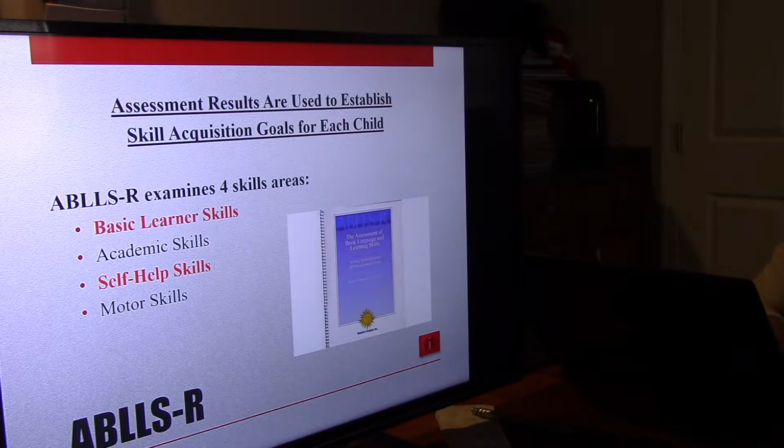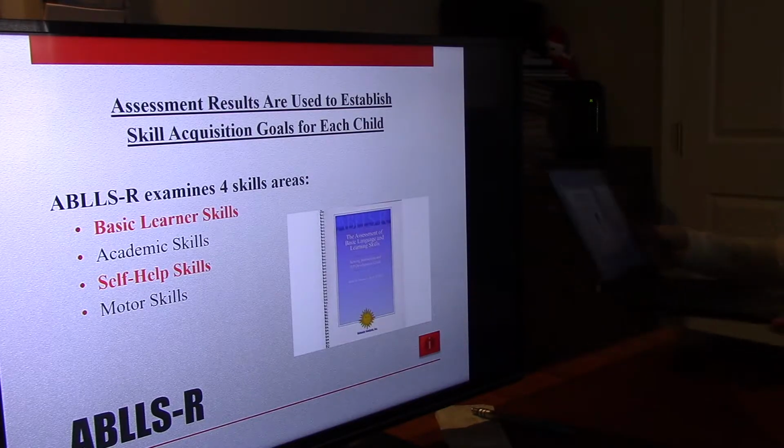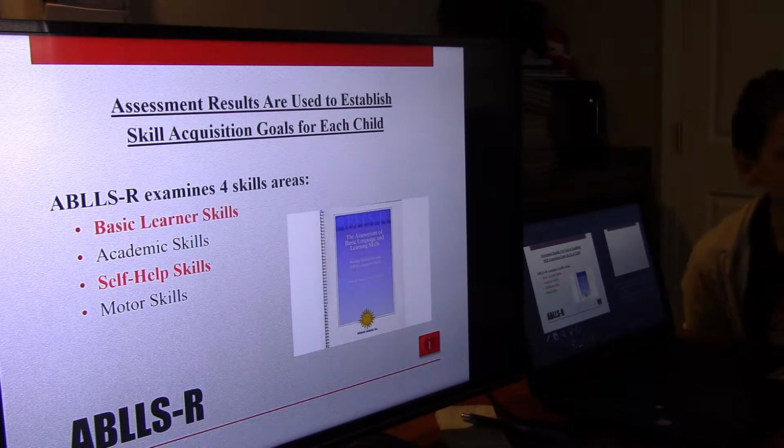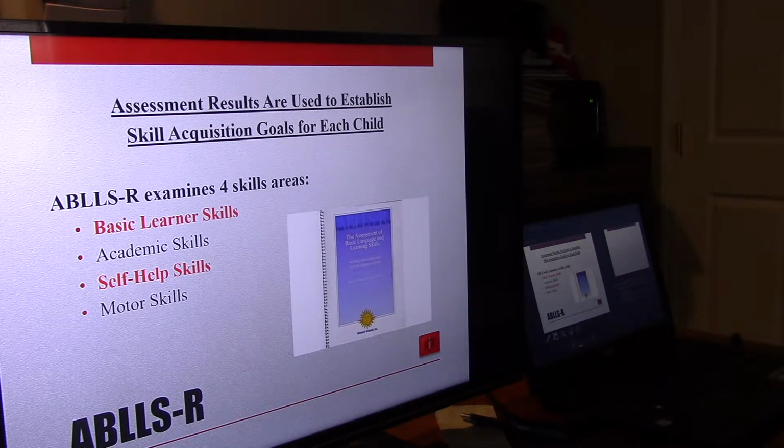So that compared to the VB-MAPP assesses a lot more stuff, right? Honestly, they have their 4 areas, but they have little tiny domains underneath each one. So all these things that I wrote down on the VB-MAPP are part of it. They're so close, so similar. You can match it up almost identically.